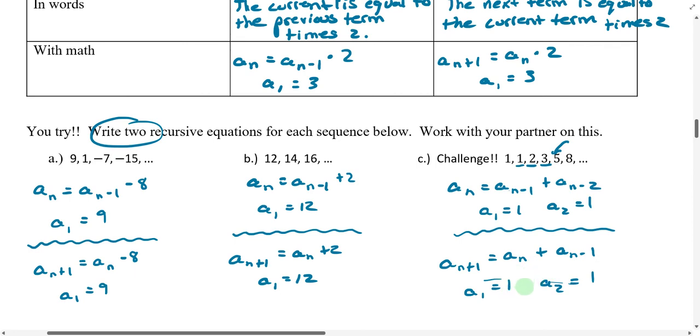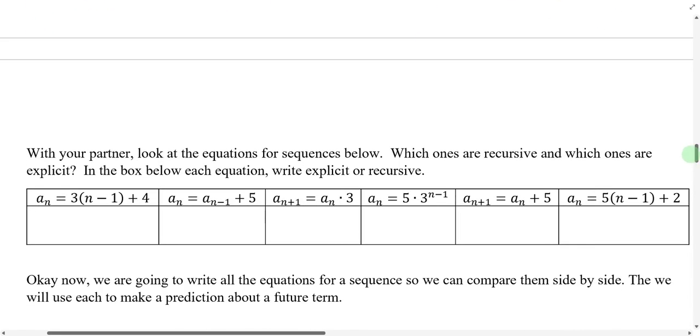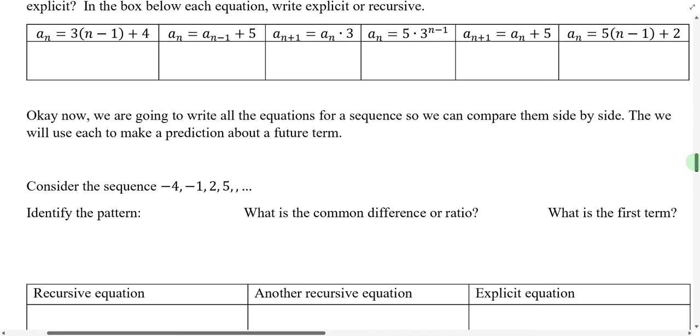Okay, so let's go ahead and move on. This next page has a little bit more practice for you to try. So go ahead and attempt the problems on this page, right? So you've got some identification of things that are recursive or explicit. So think about what the difference is between those two things, recursive and explicit, what they look like, what you tend to see in the equations. That'll help you decide which ones are which.